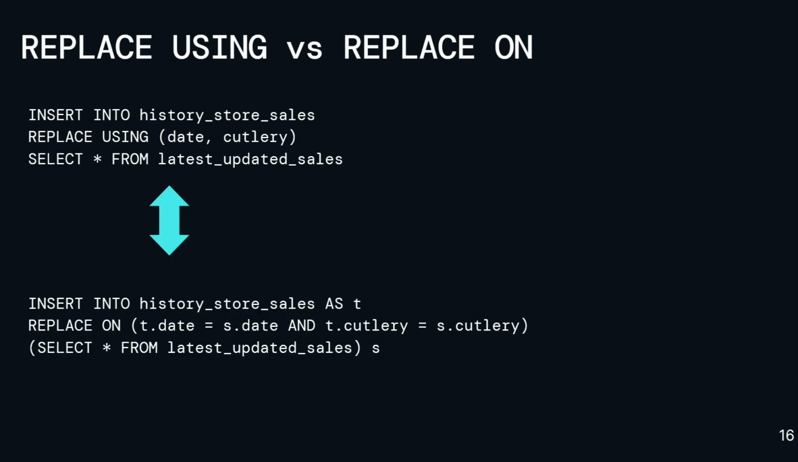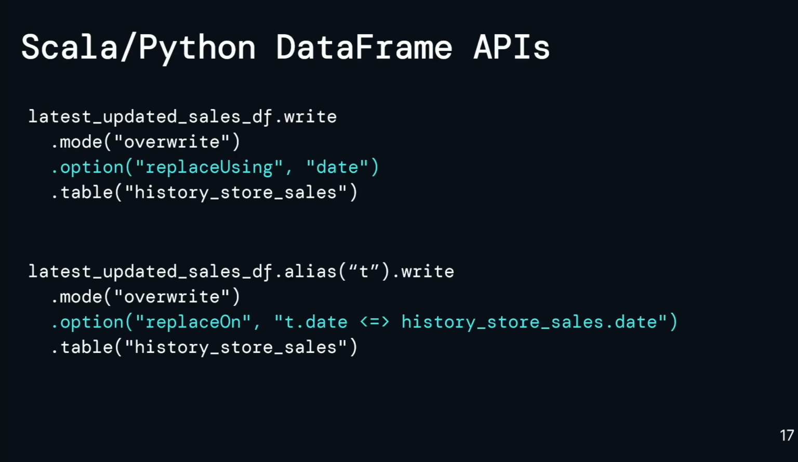Here's also the connection between replace using and replace on. When you specify a list of columns in replace using, this is equivalent to specifying a list of equality conditions for each column, and then you connect these conditions by a logical AND in replace on. Here's also the Scala and Python data frame APIs that you can use. And as you can see, it's quite similar to the SQL version. You specify a list of columns for replace using, and you specify the Boolean matching condition for replace on.